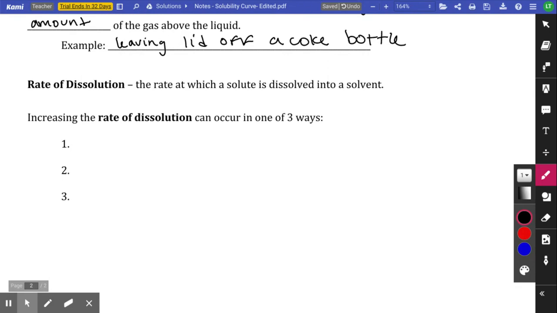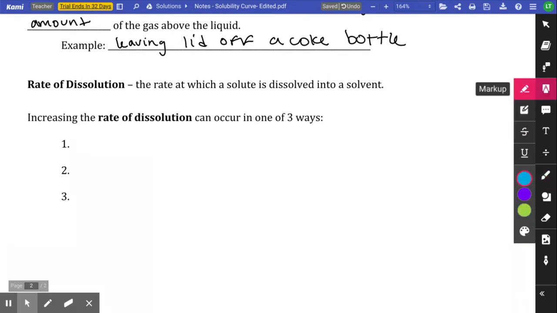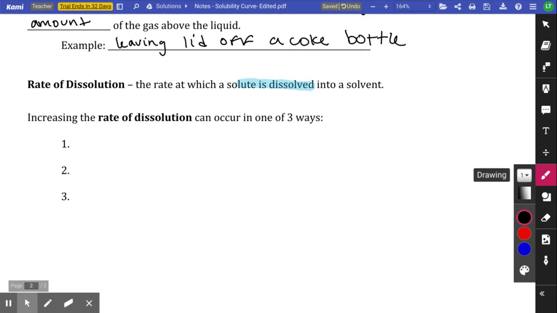All right, and the last thing we're going to talk about real quickly is the rate of dissolution. So basically, rate of dissolution is the rate at which a solute is dissolved into a solvent. So how quickly does something dissolve? All right, we can actually manipulate the rate of dissolution. So we can increase it in 3 different ways. All right, and we have a little phrase: stir it up, heat it up, crush it up.